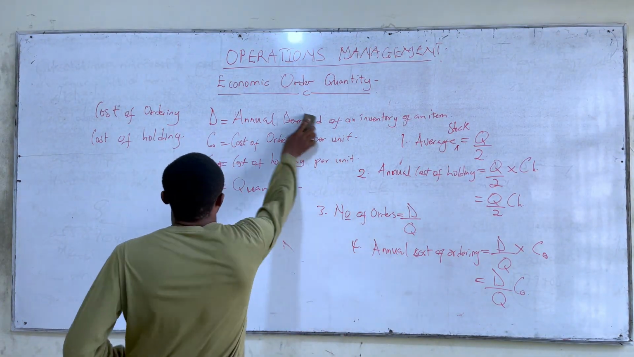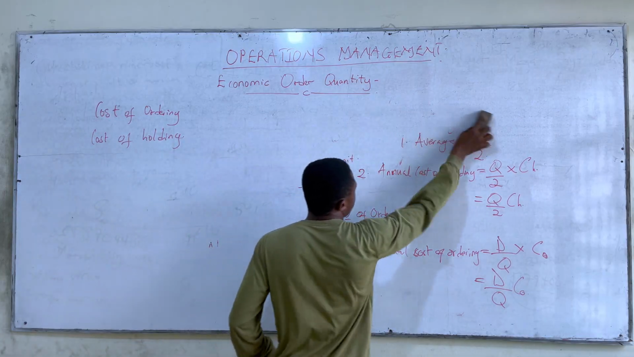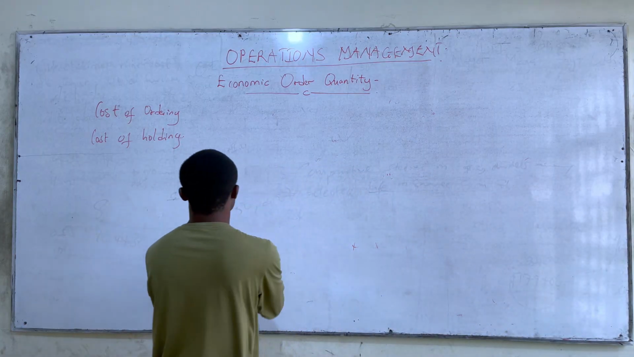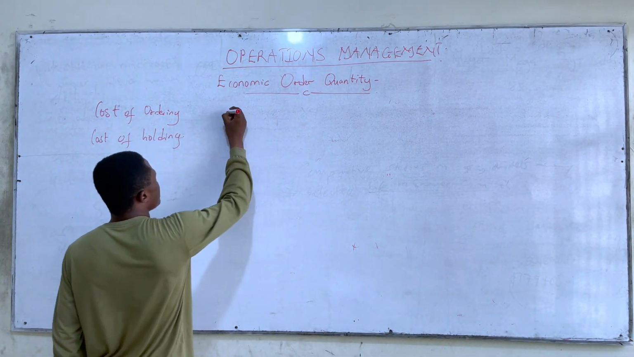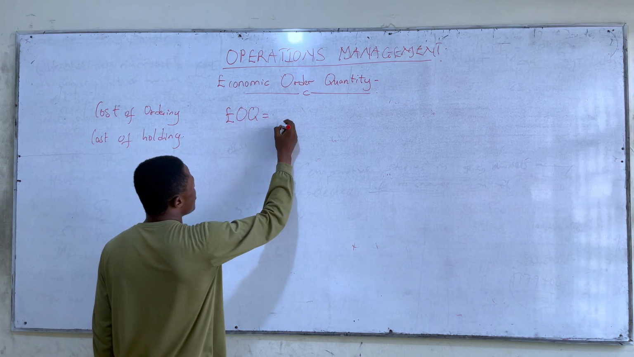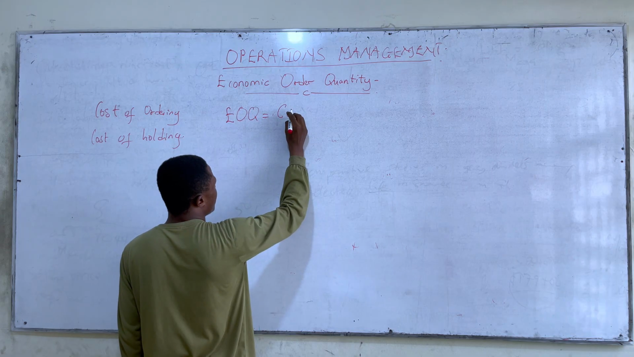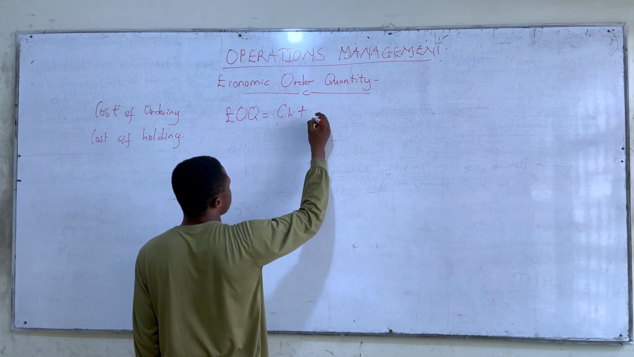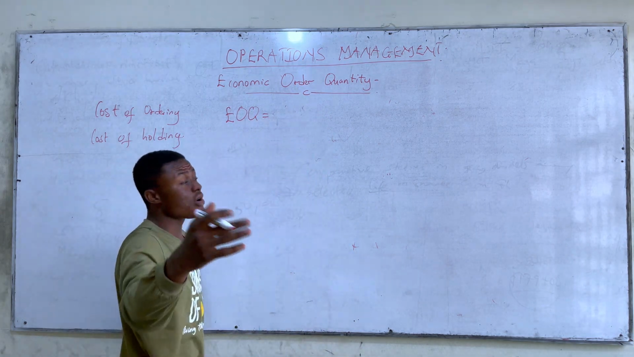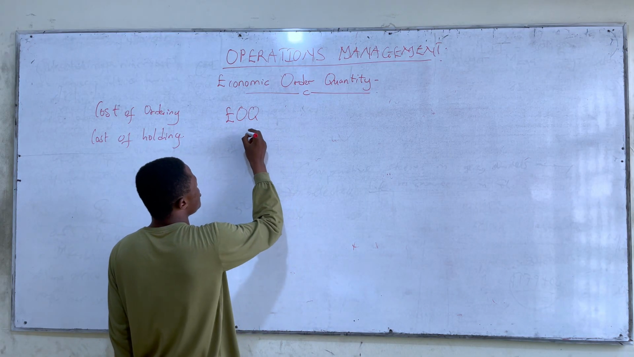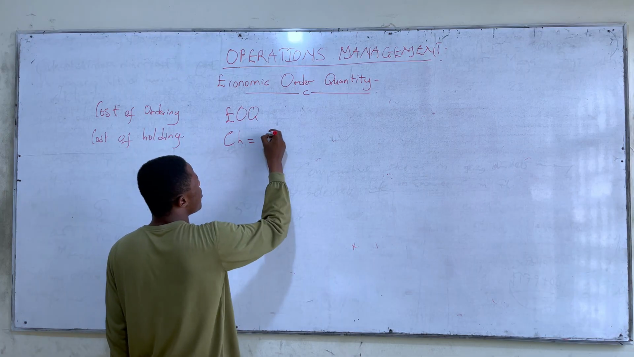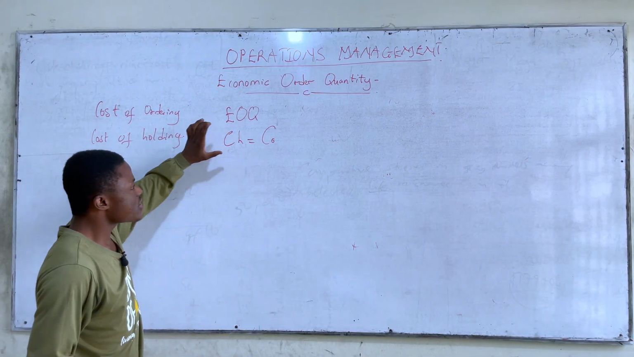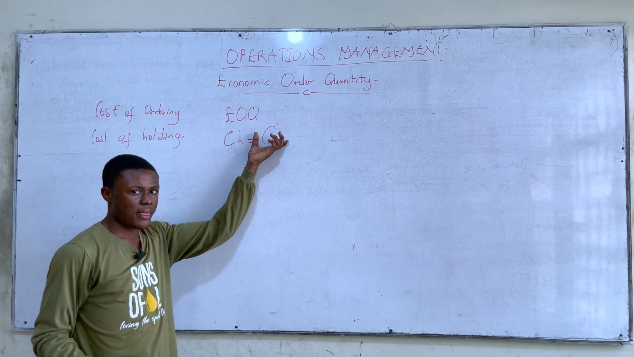So here we have established that EOQ is when your cost of holding should be equal to your cost of ordering. That should be the case. So when we talk of economic order quantity, our cost of holding should be equal to our cost of ordering. Hope you are getting the point.